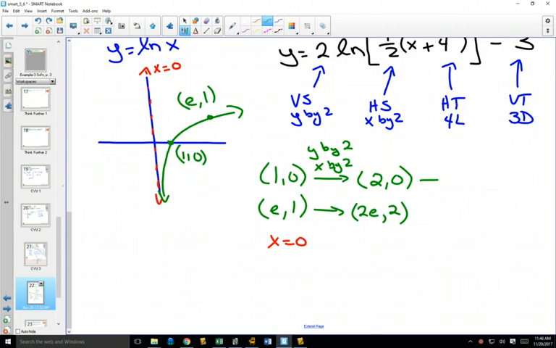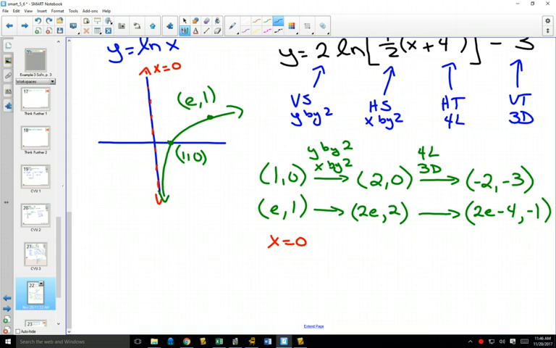Our next set of transformations are our translations. So we're going to be going 4 to the left and 3 down. This will get us at -2, -3. And here, the best we can do is go 2e minus 4. If we want to leave that as an exact value, that's going 4 to the left. 3 down, we'll end up at -1.